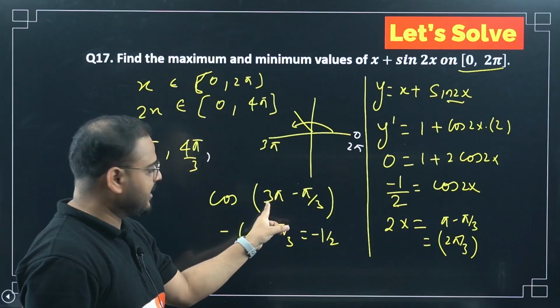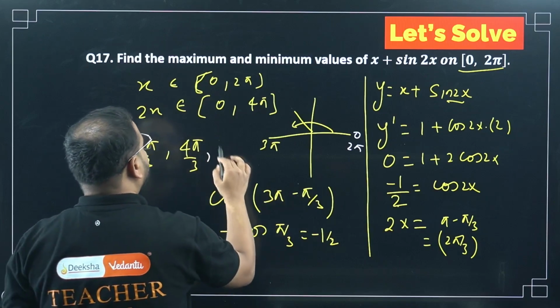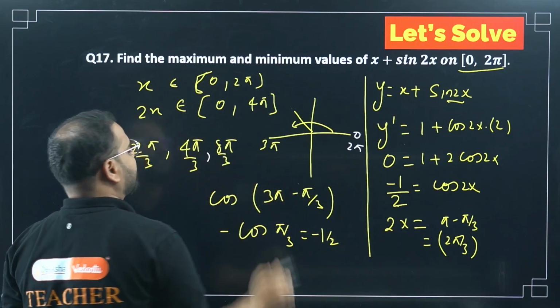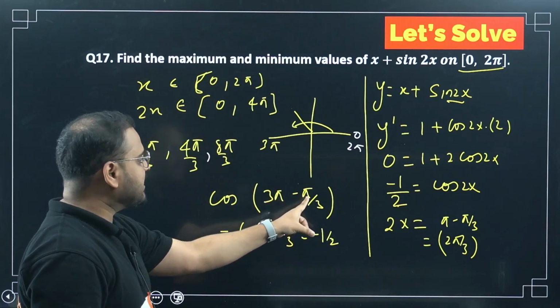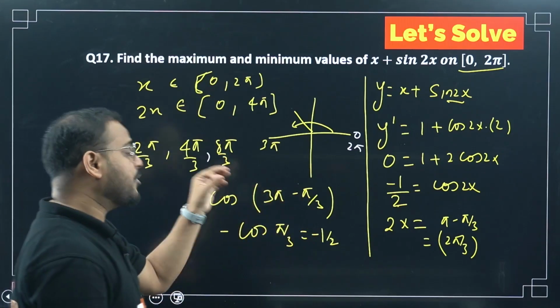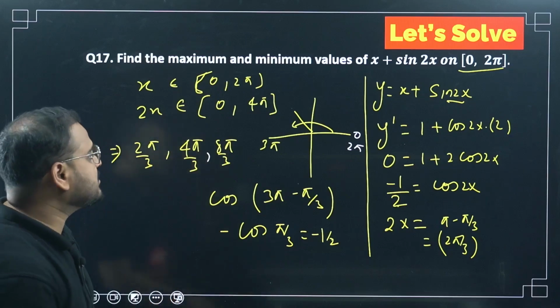How much is that? 9 pi. 9 pi minus pi will be 8 pi by 3. 8 pi by 3. I hope you understand this. 3 times 3 pi is 9 pi, minus pi, 8 pi by 3. I'm taking my time here because I know for sure students have this confusion.